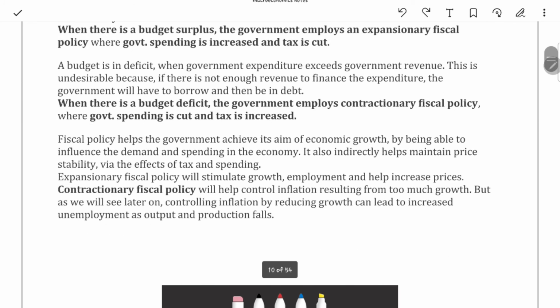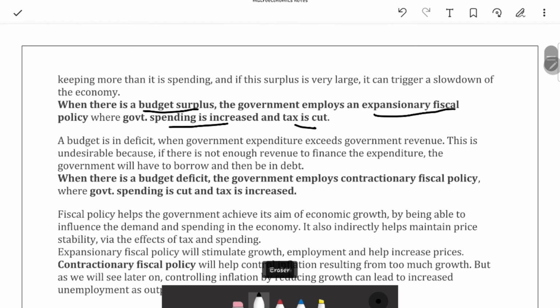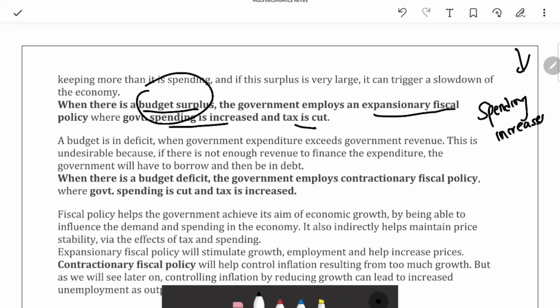Now let's have a look at what happens in each case, starting with a budget surplus. Whenever there's a budget surplus, the government will have more income, okay? This is called expansionary fiscal policy, because government spending will increase and tax will be reduced. When the government has more revenue, they will start to spend more, so spending increases, and they reduce tax because they don't need as much.